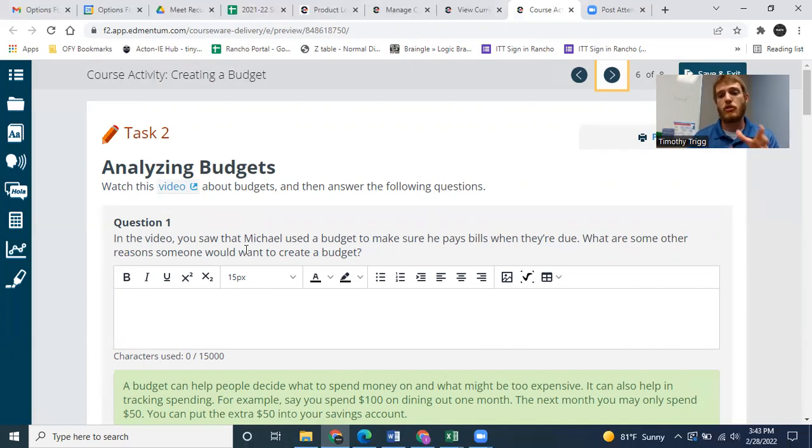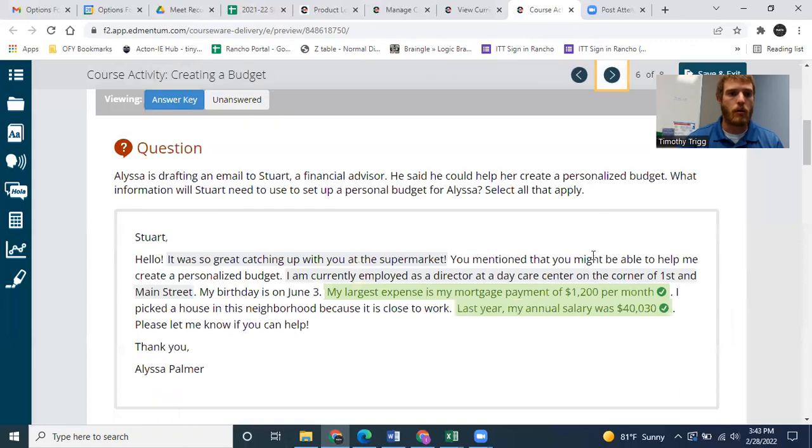But a budget allows you to see better where your money's going. And that's one of the main things here. So just explain that briefly, some of the benefits of having a budget. And I explain them here. Just write them in your own words. Okay.